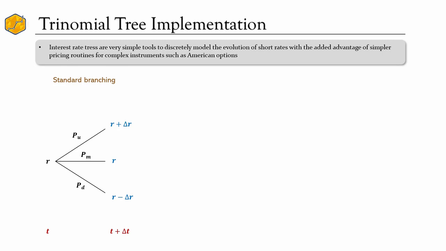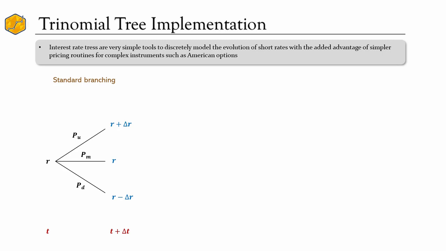Okay, so one is up, then middle, then down. So there are three possibilities, and the up move size and the down move size are taken as equal, which is delta r. And we have to calibrate these three probabilities. So let's say the three probabilities associated with the three movements are given as PU, PM, and PD, which stand for the up move, middle, and down move respectively. And these three probabilities will have to be calibrated by matching the prevailing market price of zero coupon bonds.